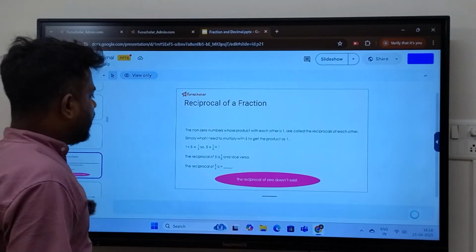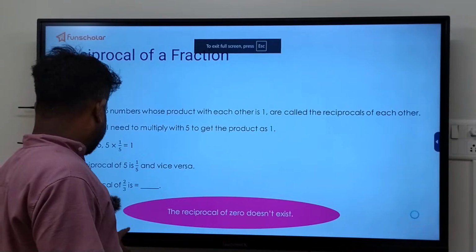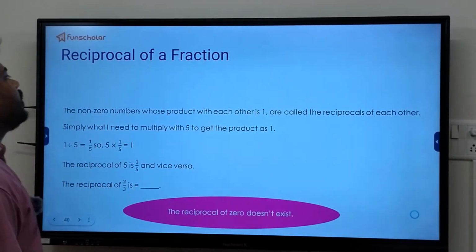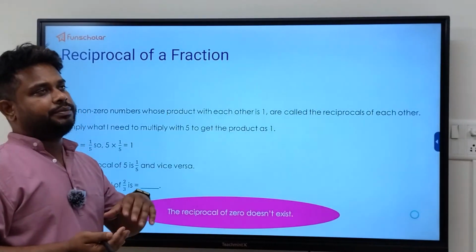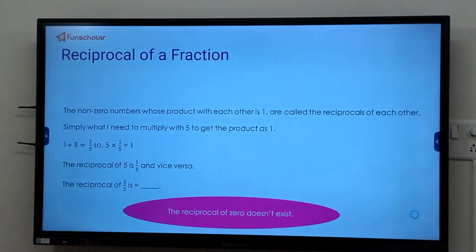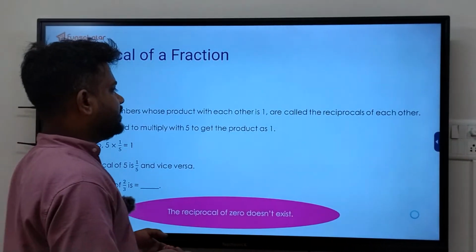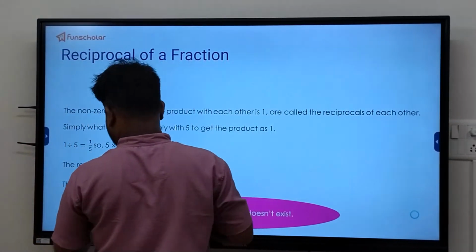Next, we are going to learn about the reciprocal of a fraction. We have studied the reciprocal in previous classes as well, like in the rational number chapter. The non-zero numbers whose product with each other is 1 are called the reciprocal of each other. So they are just saying like this.